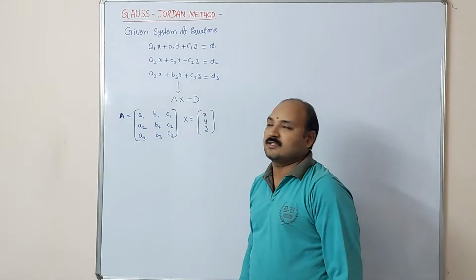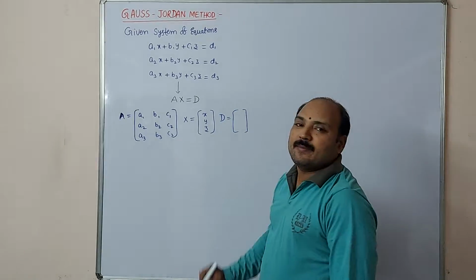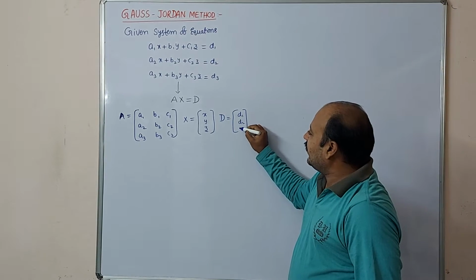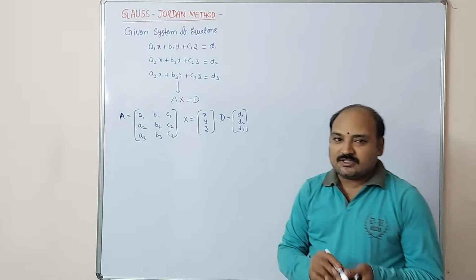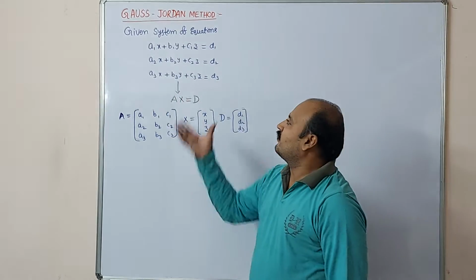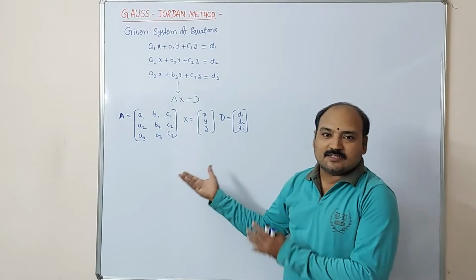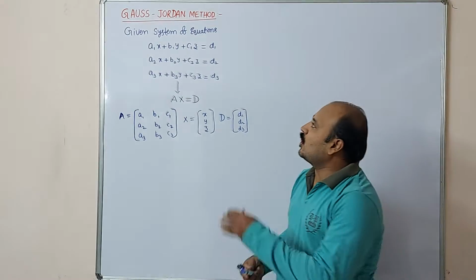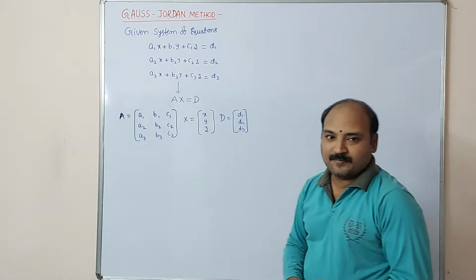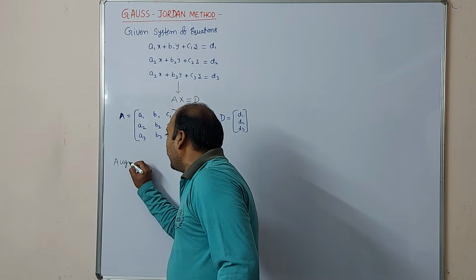This is the coefficient matrix. Capital D is the constant matrix, where the constants are d1, d2, d3. First, from the given system of equations in the question, write what is A, what is X, and what is D. To solve the given system of equations by using the Gauss-Jordan method, you need to write the augmented matrix.